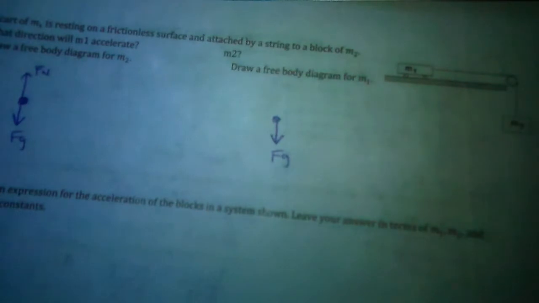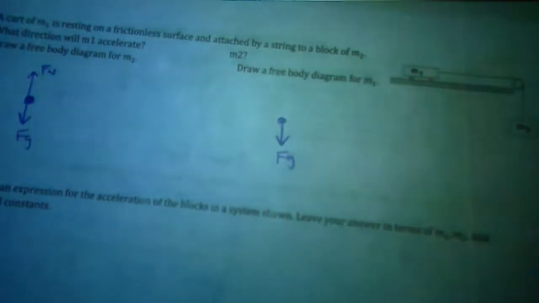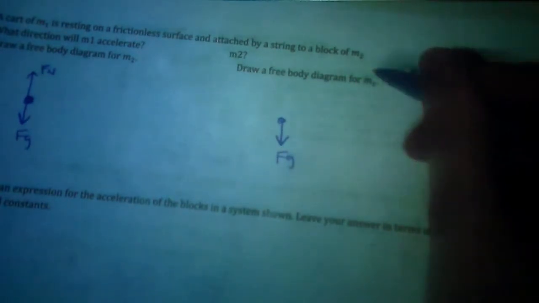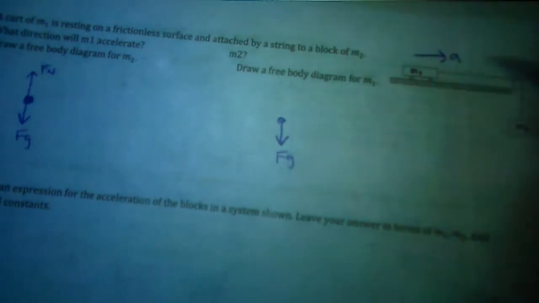I need to decide which way this is going to accelerate. So this is totally frictionless. And I have something sitting on a frictionless surface and then being pulled by this weight. So no matter what these masses are, no matter if this was only 1 kilogram and this was 100, either way it's getting pulled and there's no force going against it because there's no friction. So this guy is going to accelerate sideways and M2 will accelerate down.